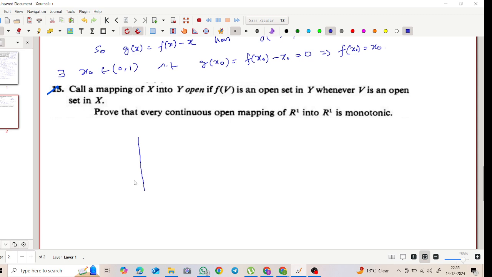So we will try to first see it pictorially. Suppose here is an open set. Just look at it. If the graph is not increasing, what can happen? Suppose there is a region like this. Now you take an open set here. What is the image?